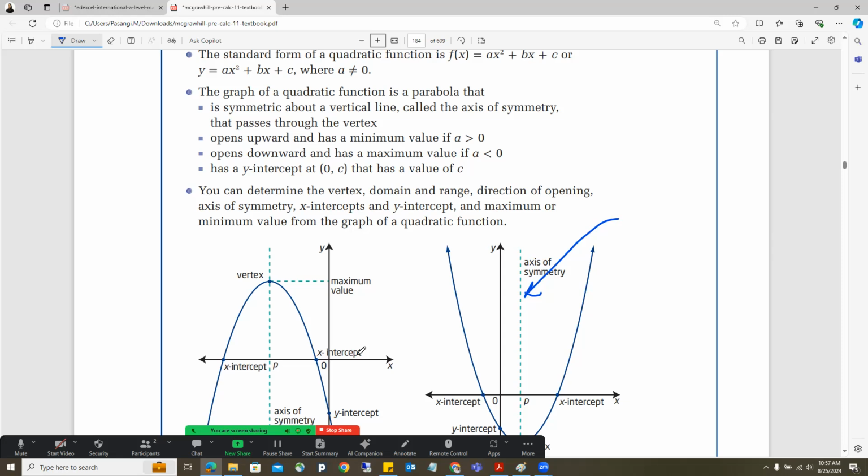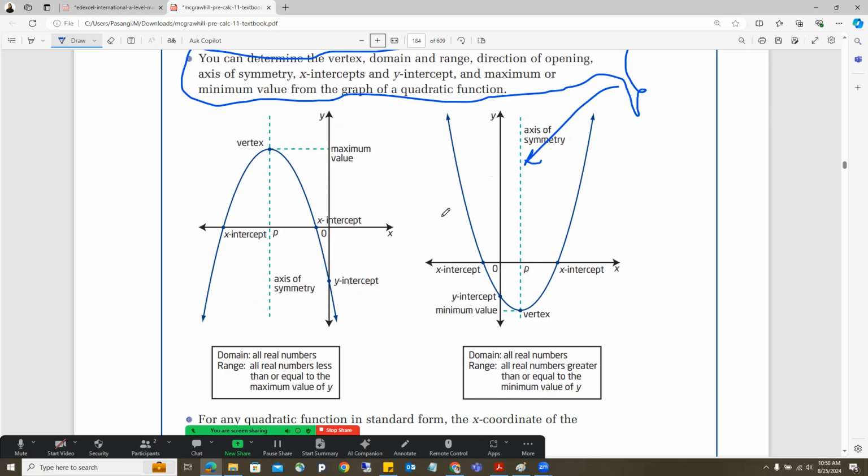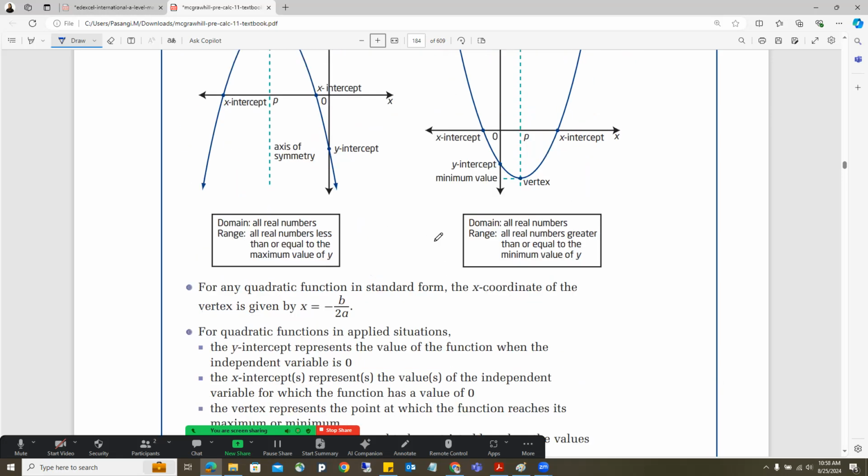Is it clear? Yes. So you can determine the vertex, domain and range, direction of opening, axis of symmetry, x-intercepts and y-intercepts, and maximum or minimum values from the graph of a quadratic function. If they ask you to explain the graph, you should be able to provide explanations for all these points. They have given us a summary as well with 2 graphs.